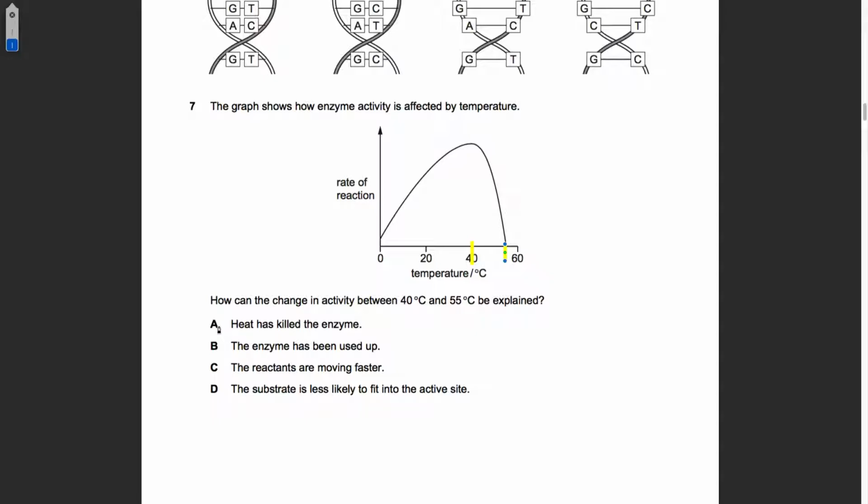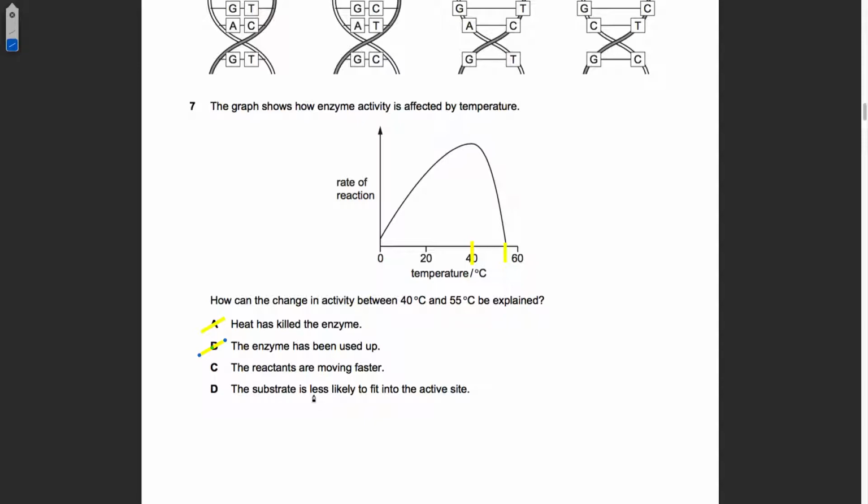The first answer, heat has killed the enzyme. Definitely not. You cannot kill an enzyme. It's not a living thing. It's a chemical. It's like saying you could kill washing up liquid. It's nonsense, so just watch that. Enzymes do not get used up. They keep getting freed up, and they can keep carrying on catalyzing the reaction. So that's a definite no-no. Reactants are moving faster. Now, if the reactants were moving faster, we'd probably see the rate of reaction increasing, going upwards on the graph, as it does to begin with. So that's not the right answer.